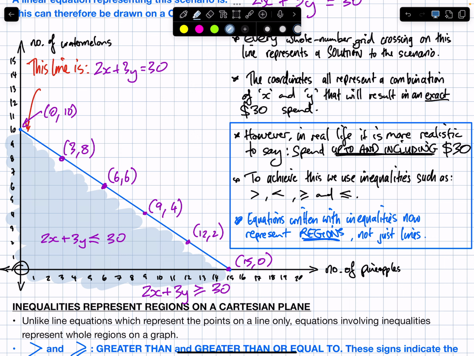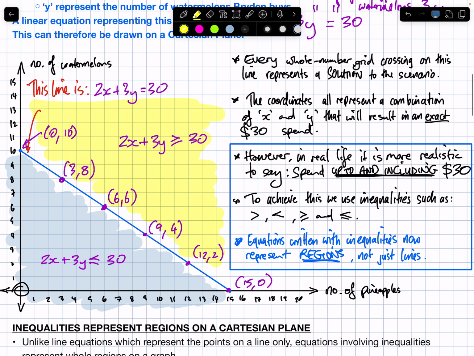What about this one here? That's 2x plus 3y is greater than or equal to 30. Where's that region going to sit? Up and to the right of the line. And I ask you, oh, that's too bright. What could I do? Yellow, maybe? 2x plus 3y is greater than or equal to 30 is up to the right of the line.